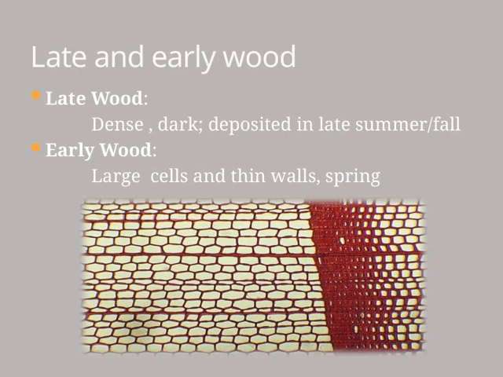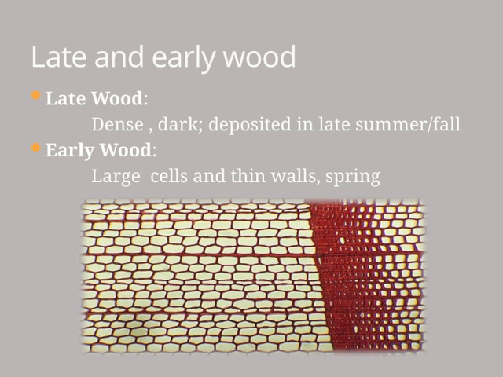Now, let's take a closer look at the differences between late wood and early wood. Late wood, which forms towards the end of the growing season, is typically dense and dark. This density results from the deposition of smaller, thicker-walled cells during late summer and fall. It's like the tree is packing more material into each cell as the season winds down. On the other hand, early wood is characterized by large cells with thin walls, and it forms in the spring when growth is rapid. These larger, thinner-walled cells help the tree efficiently transport water and nutrients at the start of the growing season.